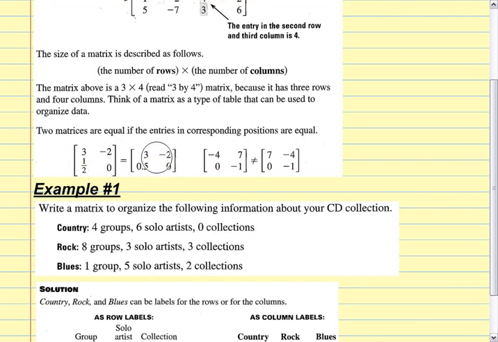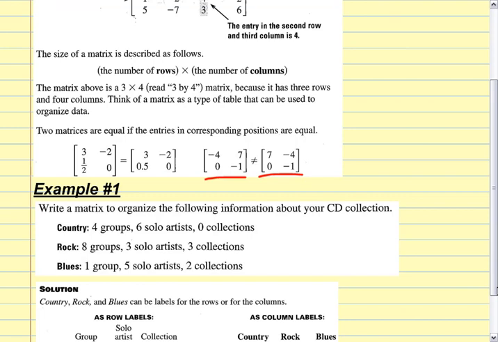Now, let's look at these 2. This first matrix is not equal to the second one. Even though all the numbers in each matrix are the same, why are they not equivalent? Because the numbers are in different positions. They're in different positions, okay?